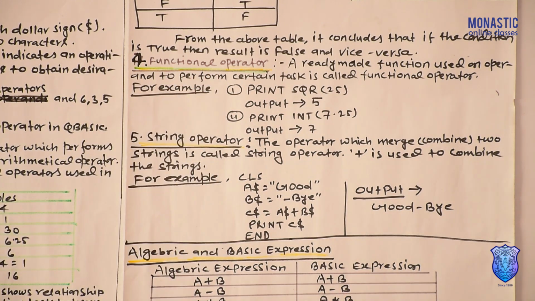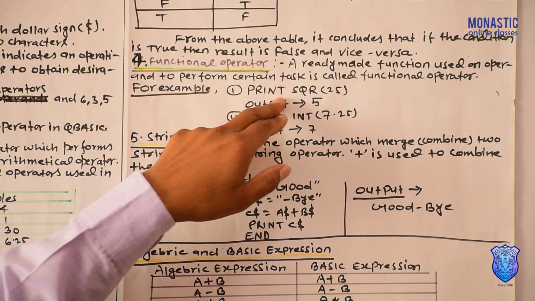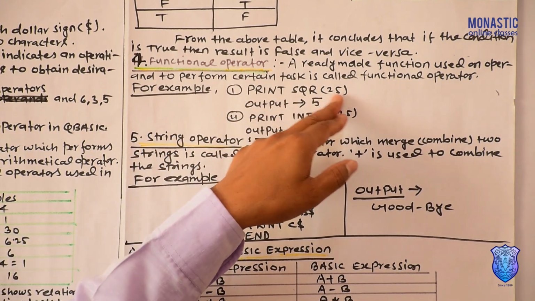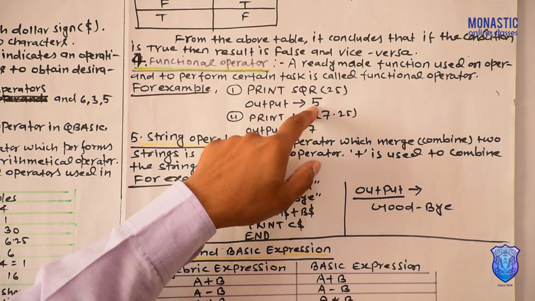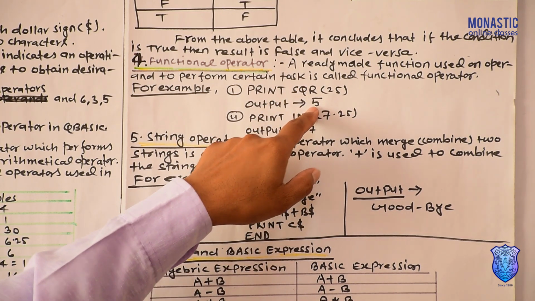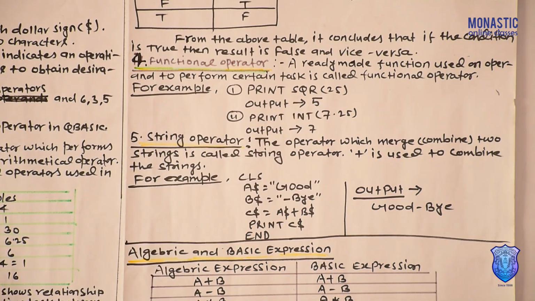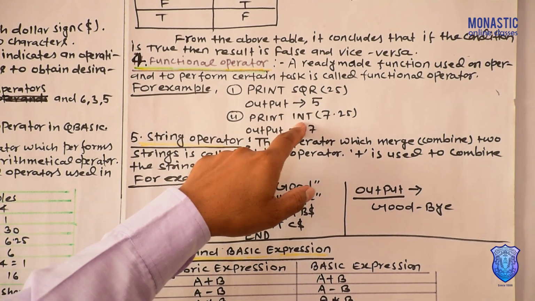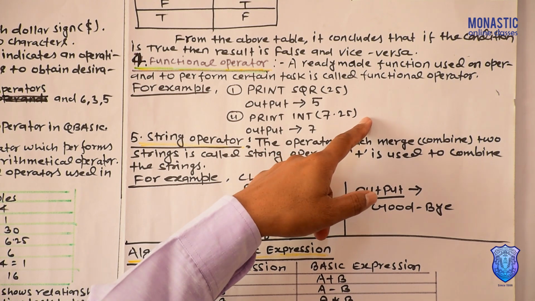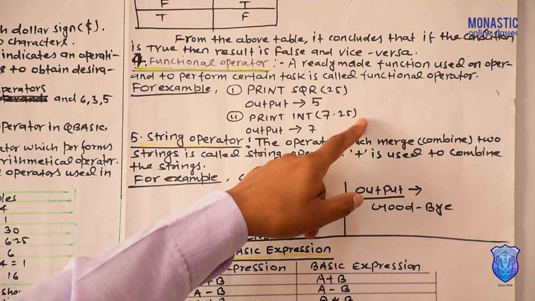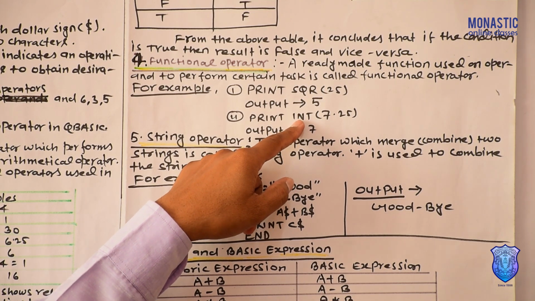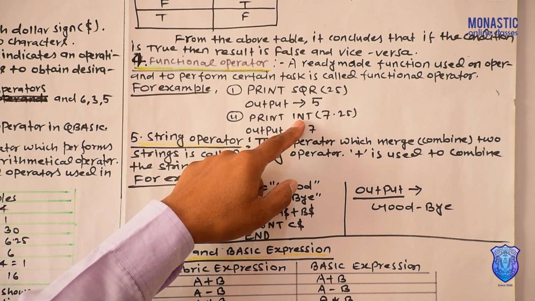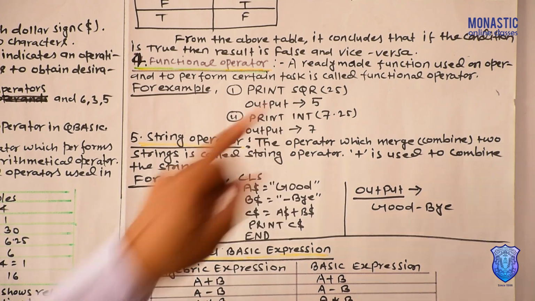See there, PRINT SQR 25. When you press the enter key, what do you get? You will get 5, meaning the square root of 25 is 5. Similarly, PRINT INT 7.25. When you press the enter key, what do you get? The output is 7. The INT function removes the decimal part and returns only the integer value.